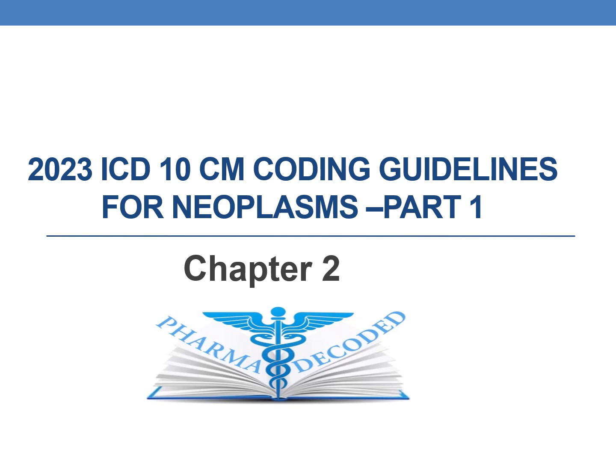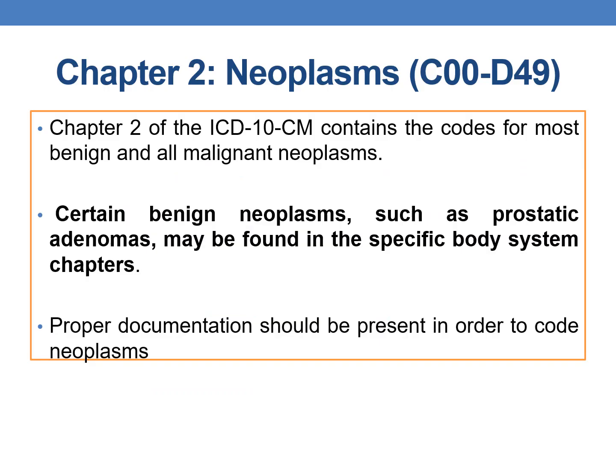Let us discuss the 2023 ICD-10-CM coding guidelines for neoplasms, which come under Chapter 2, part 1. Chapter 2 of ICD-10-CM contains the codes for most benign and all malignant neoplasms. Certain benign neoplasms, such as prostatic adenomas, may be found in specific body systems, and proper documentation should be present in order to code the neoplasms.